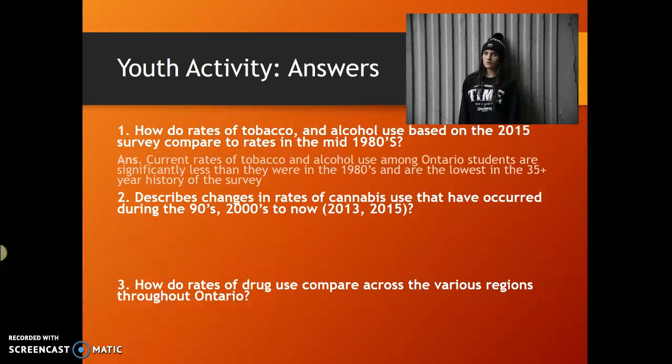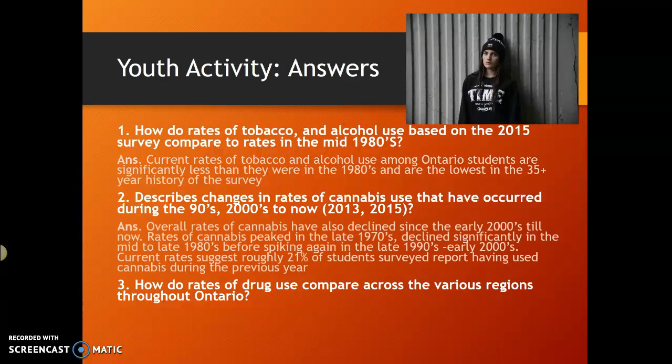So in terms of rates of tobacco and alcohol use across those years, the answer is that current rates of tobacco and alcohol use among Ontario students are significantly less, woohoo, celebration, than they were in the 1980s, and are the lowest in the 35-plus year history of the survey. So that's definitely a celebratory point, one that we want to draw on the strengths of and maybe apply to other types of substances.